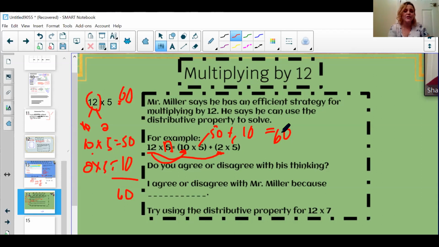So if you wrote, I agree with Mr. Miller because what Mr. Miller did was decompose the 12 into a 10 and then into a 2 and multiplied it by the other factor to get to the product of 60, then you are correct. And we're going to be trying this distributive property a lot from this point on.